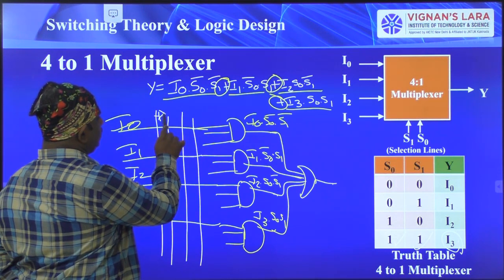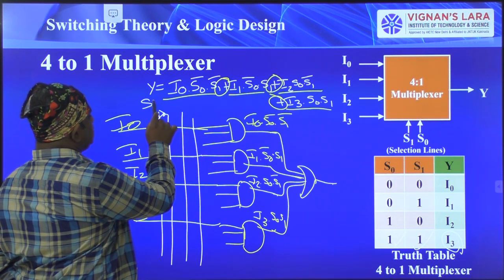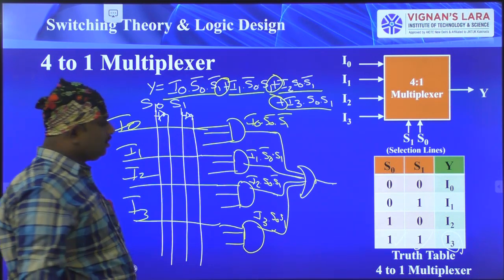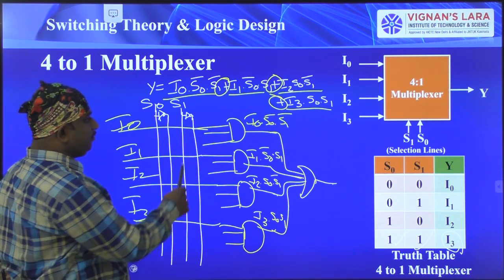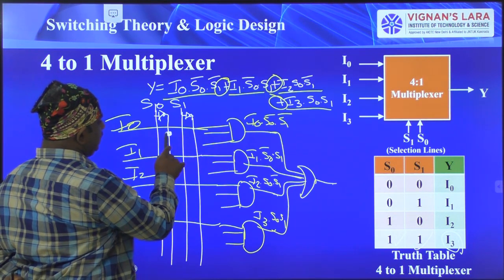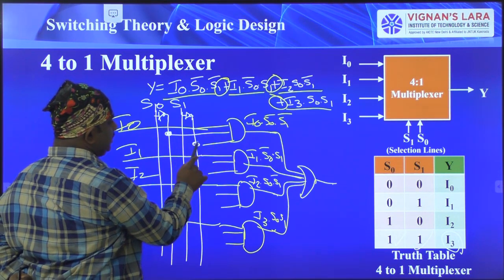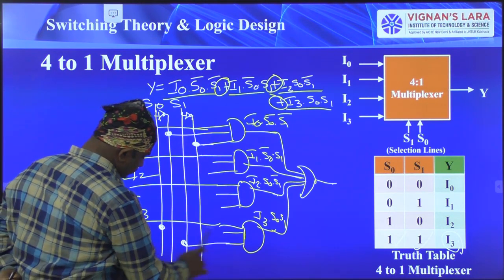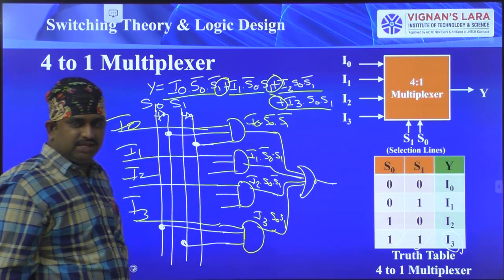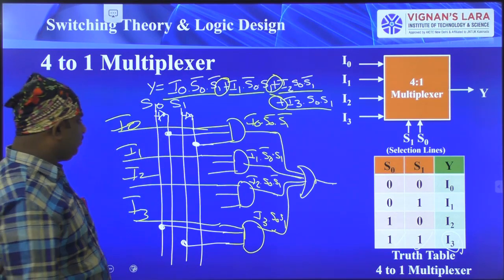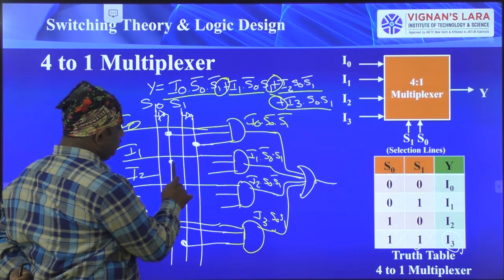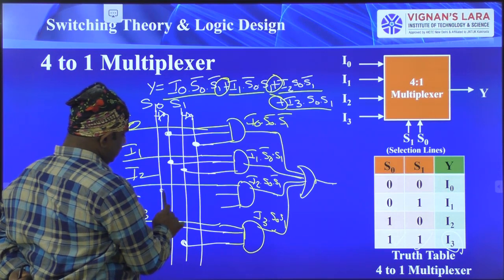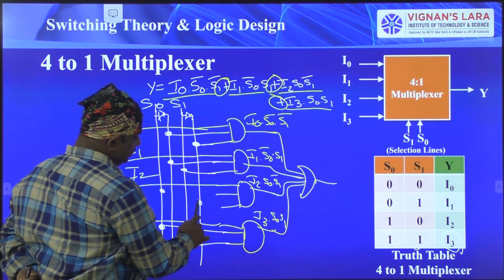Here you have to use a NOT gate, and this is S0, and this is S1. Okay, S0 and S1 signals are available. So here S0 bar, S1 bar. So take a dot here and represent this one. S0 bar, S1 bar. Here S0 and S1. Okay, this is S0, S1, S0 bar, S1 bar. Next, S0 bar, S1. Here S0, S1 bar.